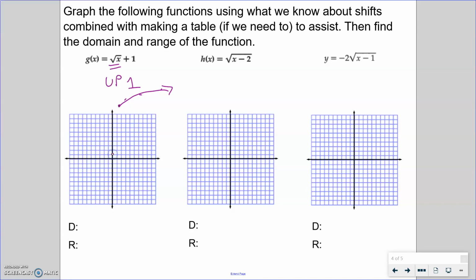And then what I recommend is you can make a table if you want to, but I would turn my hand sideways and just make it like a quadratic and do the 1, 3, 5, 7, and so on and so forth, but sideways. You're still using that same pattern though, which is kind of nice. So the domain in this case is from 0 to infinity, and the range is from 1 to infinity.